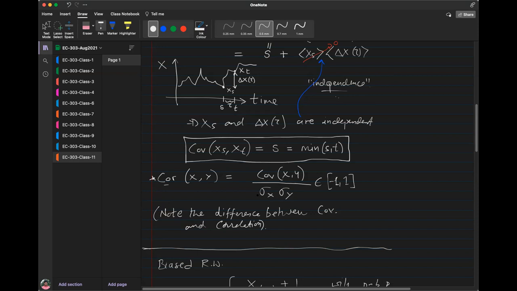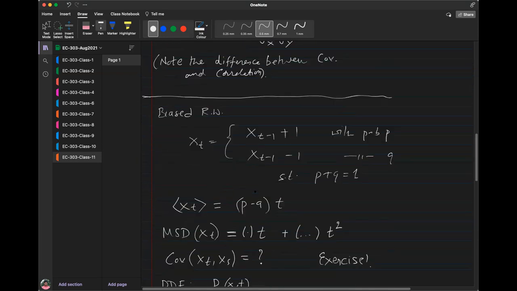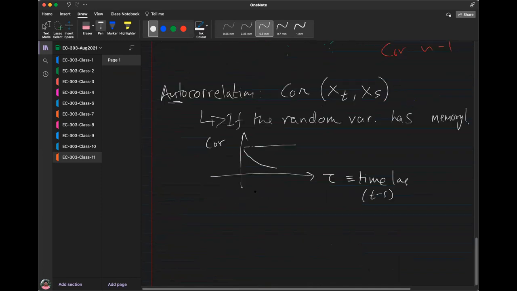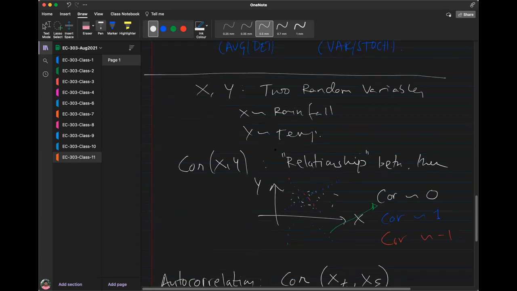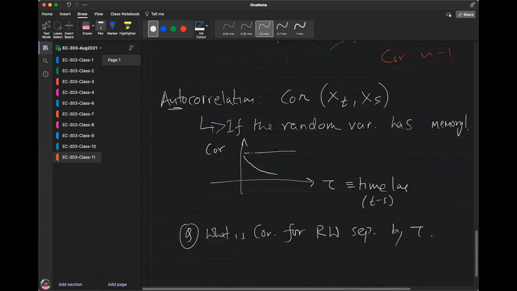Okay. So it would be a useful exercise to calculate what the correlation is for a random walk separated by tau. How will this plot look? Okay. Is that clear? Okay.